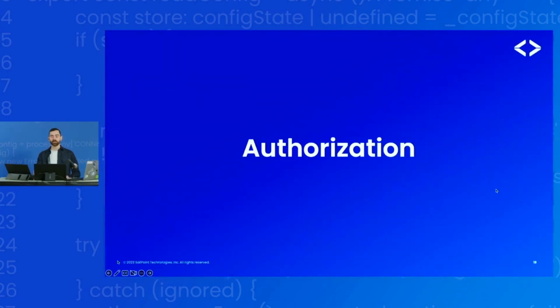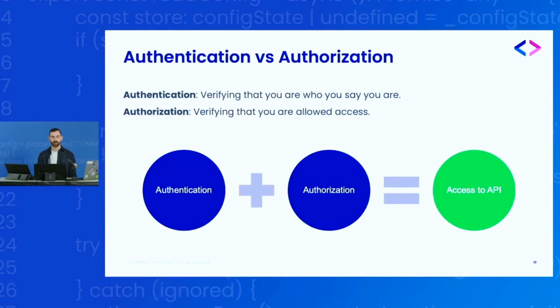All right, now on to authorization. So what's the difference between authentication and authorization? Authentication is verifying that you are who you say you are, whereas authorization is verifying that you are allowed to access the thing you're trying to get access to. These are separate things, but they are used together to secure access to an API.